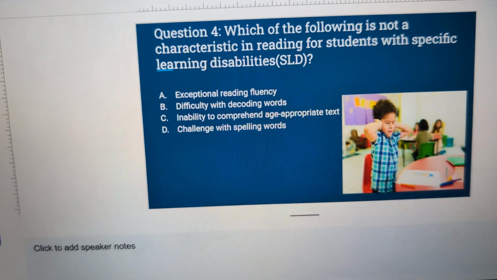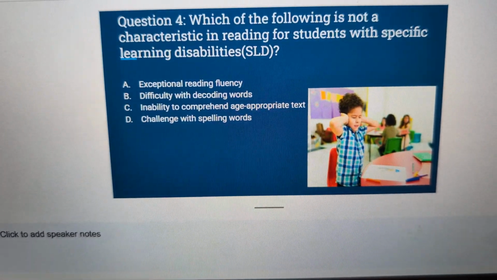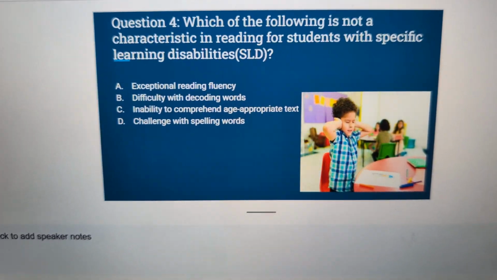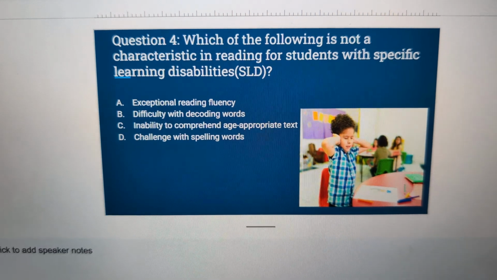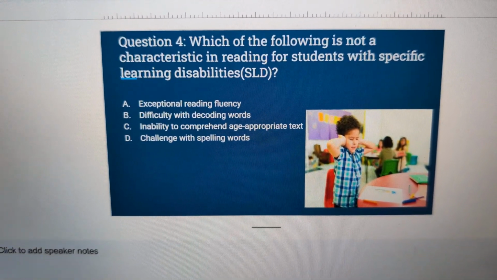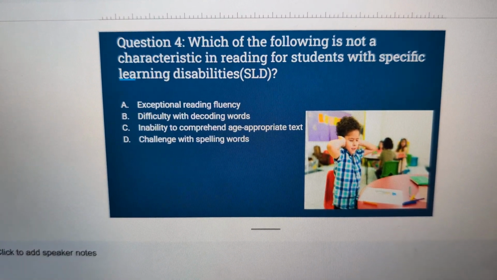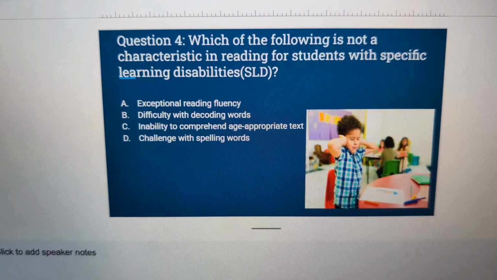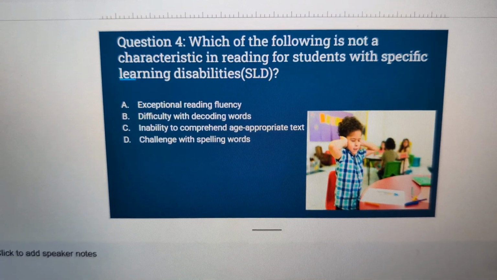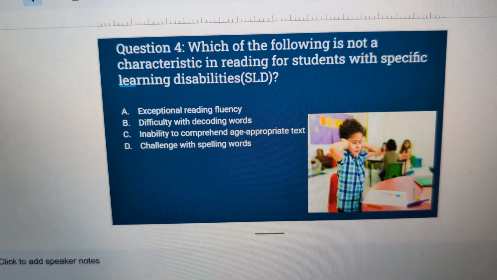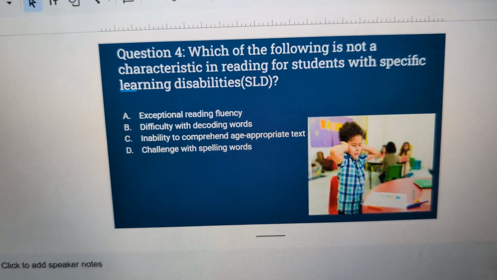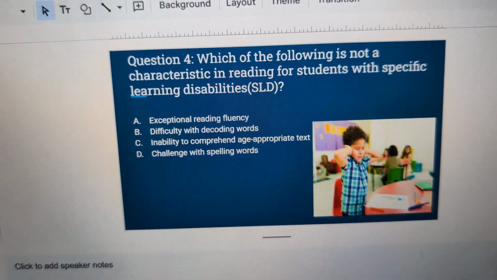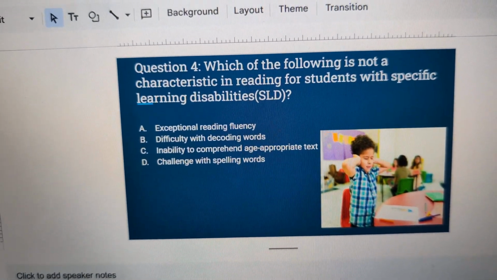Question 4 says, which of the following is not a characteristic in reading for students with specific learning disability? A, an exceptional reading fluency. B, difficulty with decoding words. C, inability to comprehend age-appropriate text. Or D, challenge with spelling words. The answer is A, exceptional reading fluency.